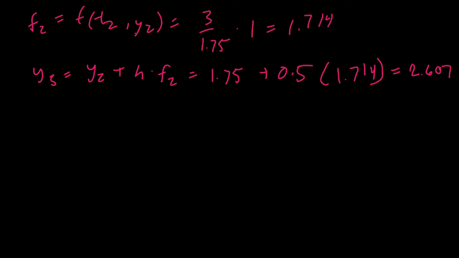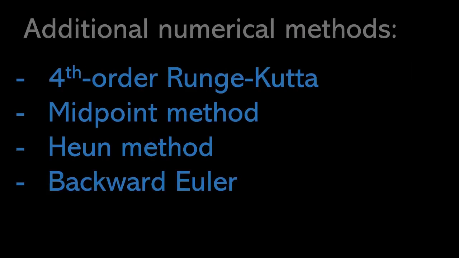Euler is a very simple numerical method, and it's often not the most accurate or efficient, so other methods are commonly employed, but this is a good first step to understand how numerical methods work. In addition to the Euler method, if you are interested in looking up more numerical methods, the fourth order Runge-Kutta method is very common, and some other methods include the midpoint method, Heun's method, or the backward Euler.